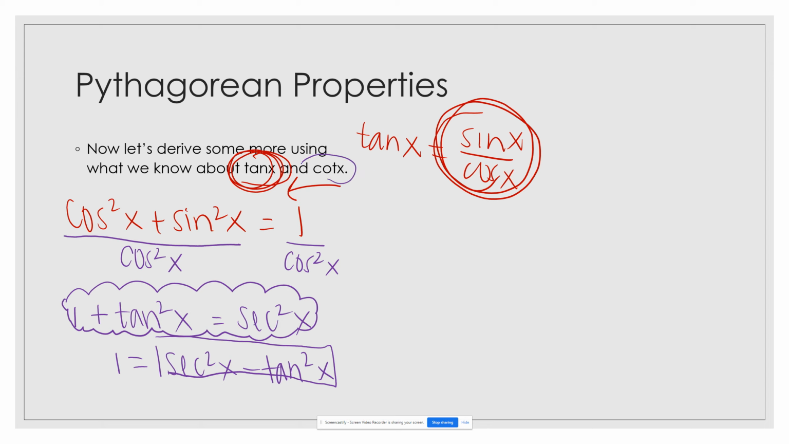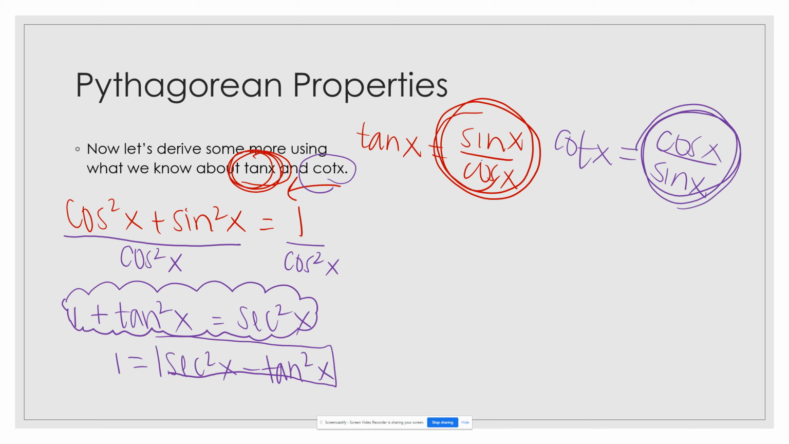Okay, let's do what we know about cotangent. So cotangent of x equals cosine of x over sine of x, which means if I can get a cosine of x over sine of x in here somewhere, then I'm going to get a cotangent. So let's try dividing this whole thing by sine squared, because cosine squared divided by sine squared is cotangent squared. So let's start again. We're going to have cosine squared of x plus sine squared of x equals 1. I'm going to change my color, and let's go ahead and divide this.